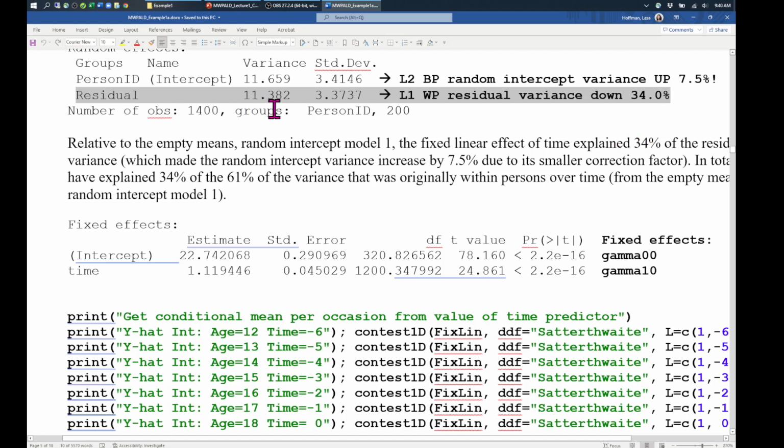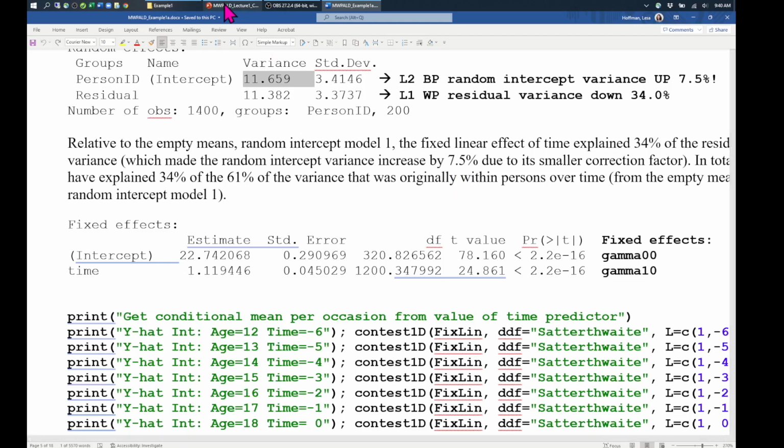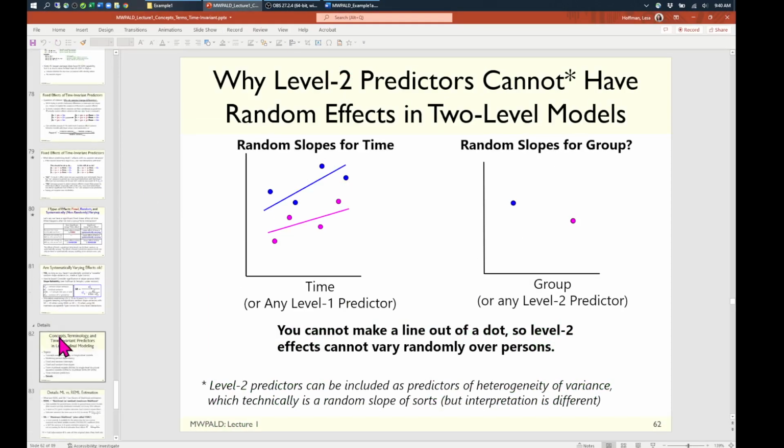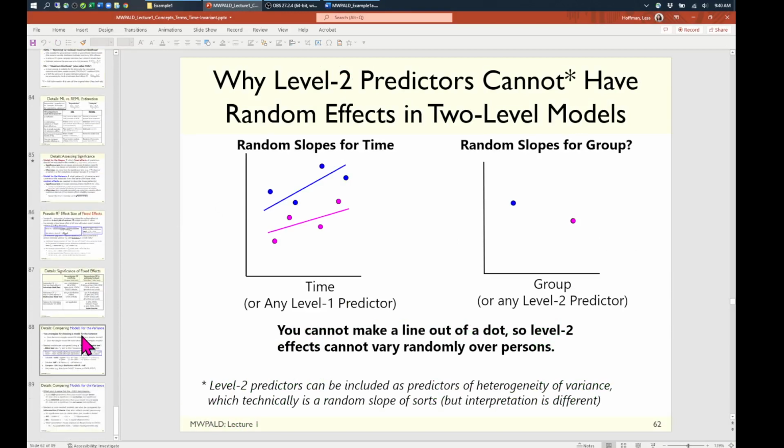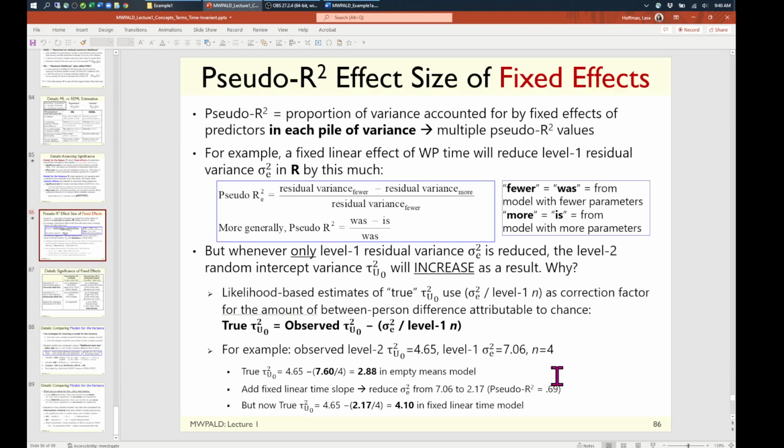Because the residual variance at level 1 went down, that caused the level 2 random intercept variance to go up 7.5%. So this was what I was talking about earlier. I have a slide on it somewhere in here. It's under details. This one. It's described on slide 86.